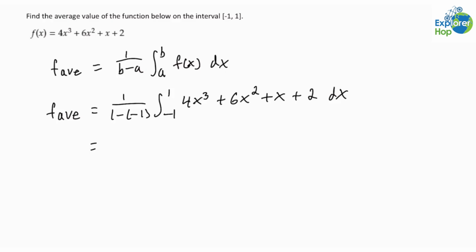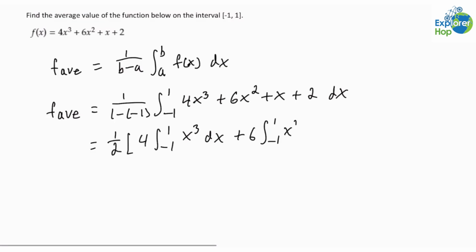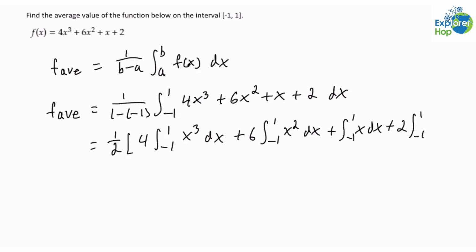And this is equal to 1/2 times 4 times the definite integral from -1 to 1 of the function x cubed dx plus 6 times the definite integral from -1 to 1 of the function x squared dx plus the definite integral from -1 to 1 of the function x dx plus 2 times the definite integral from -1 to 1 of the constant function 1 dx.